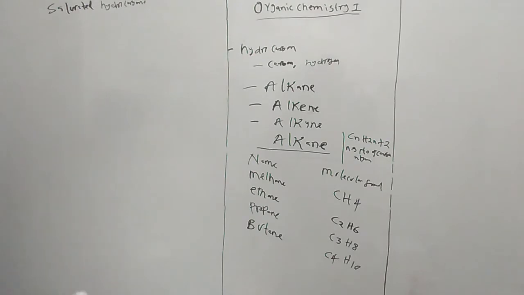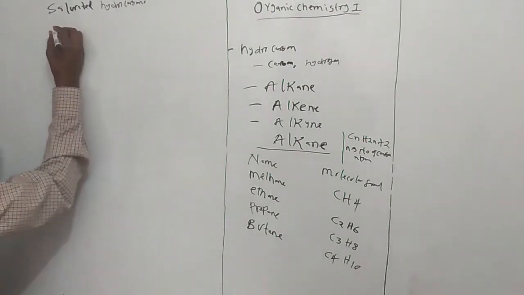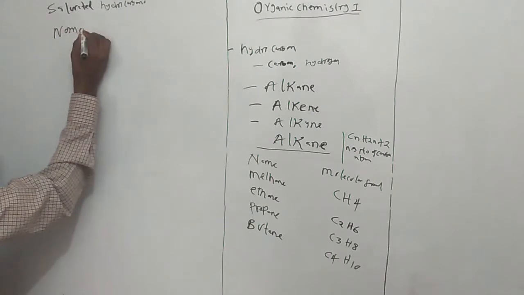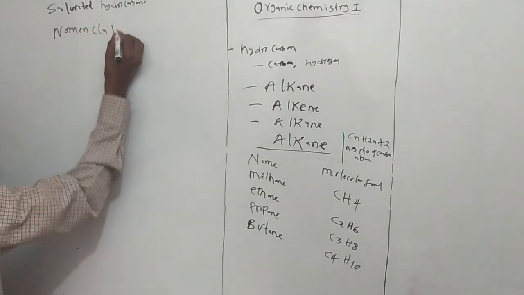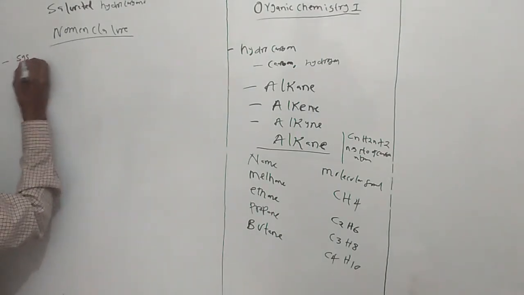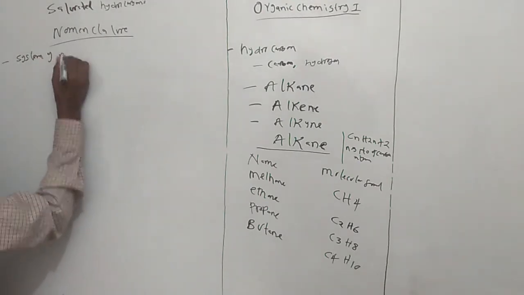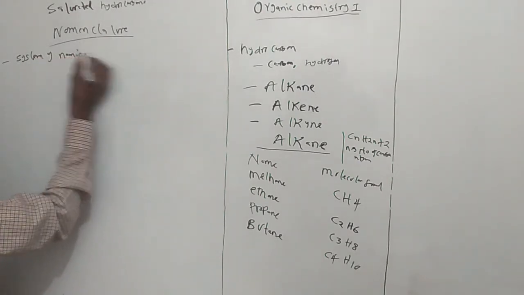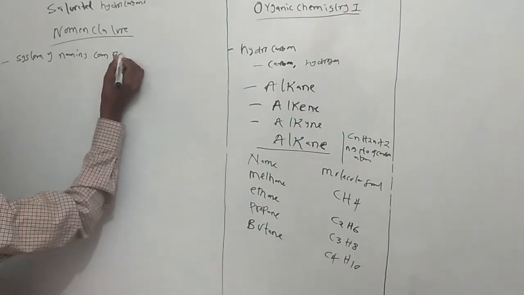After knowing the structure of alkane, we need to diversify and look at the nomenclature. Let's take the nomenclature here. Nomenclature is a system of naming compounds.